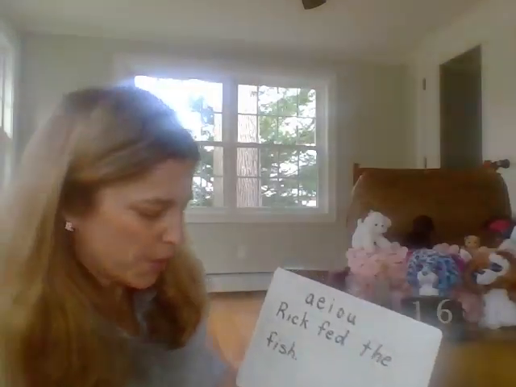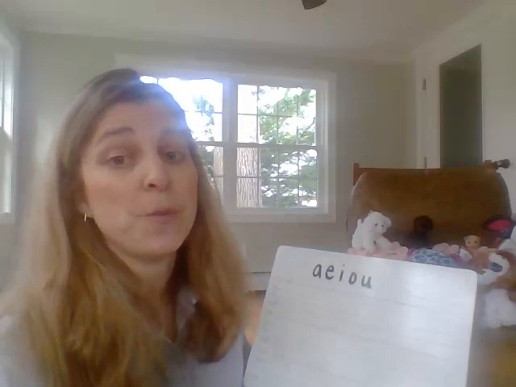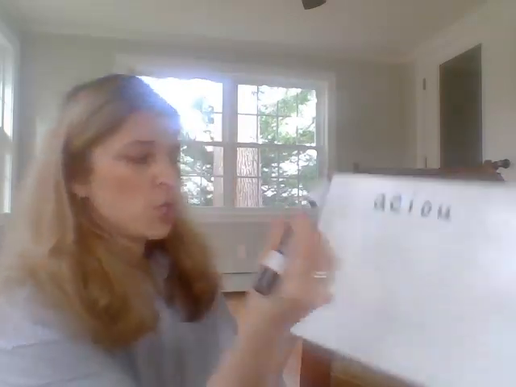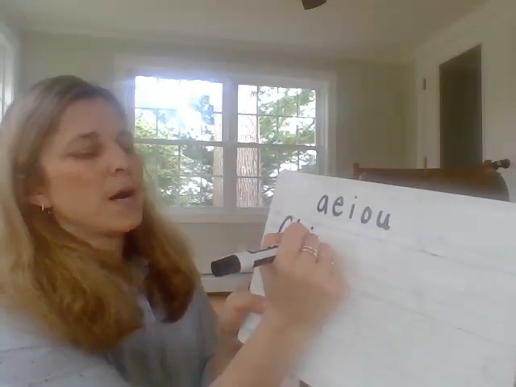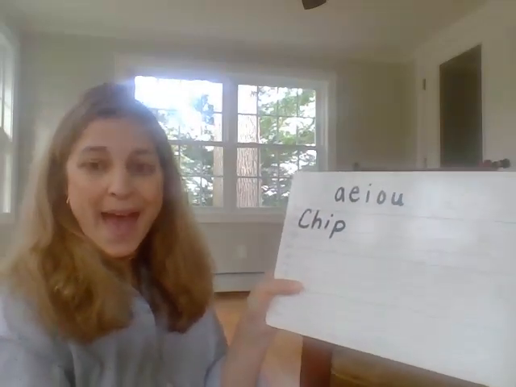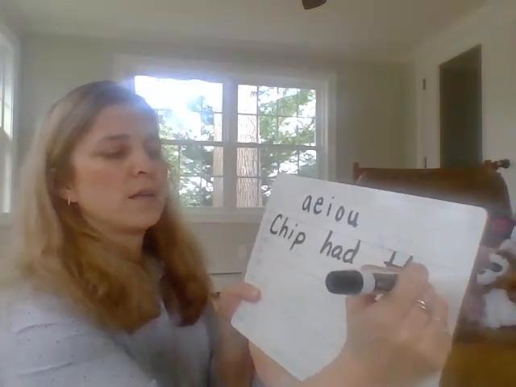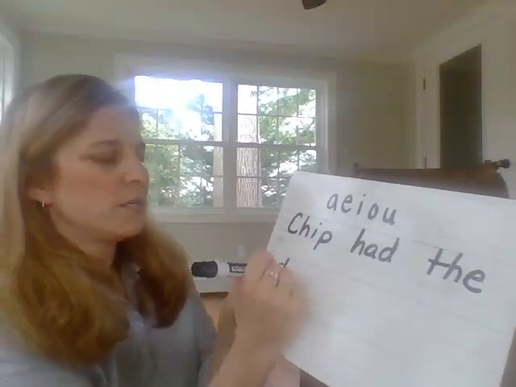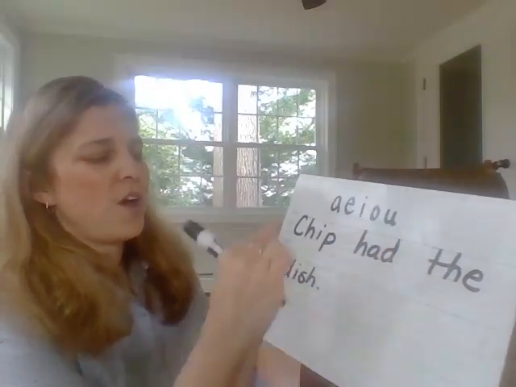All right, very good. So we're going to work on our next sentence. Our next sentence is Chip had the dish. Chip is someone's name, okay? It's also at the beginning of the sentence, so it's going to be uppercase. Chip, chip, ch, short I, p, chip. Chip had the dish. Had the dish. Chip had the dish.